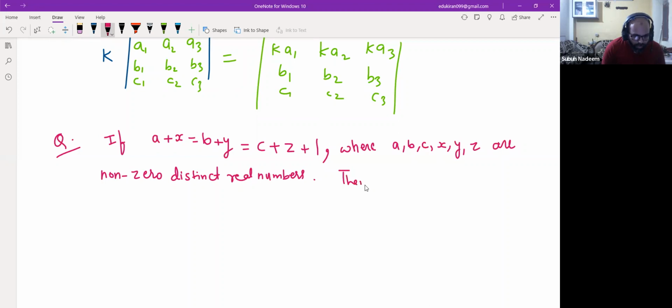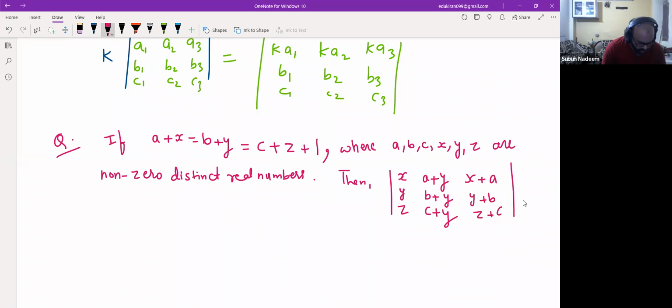Then the determinant of X, Y, Z; A plus Y, B plus Y, C plus Y; X plus A, Y plus B, Z plus C is equal to, options are given.